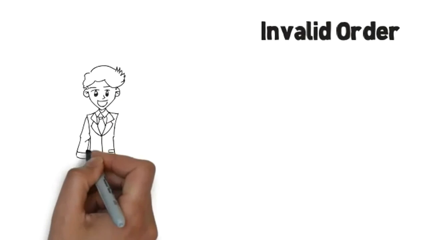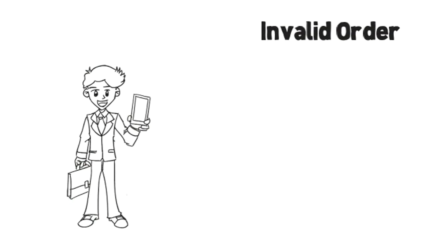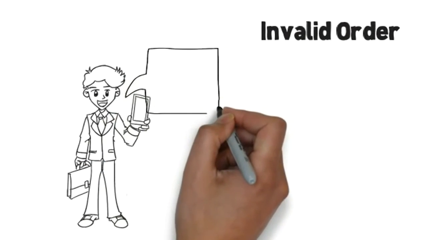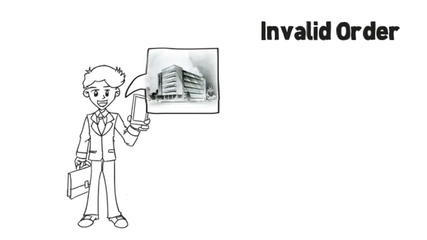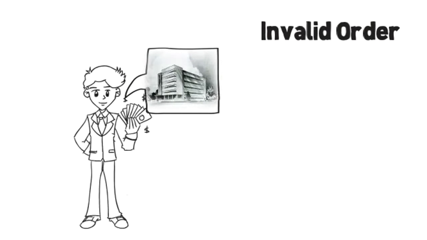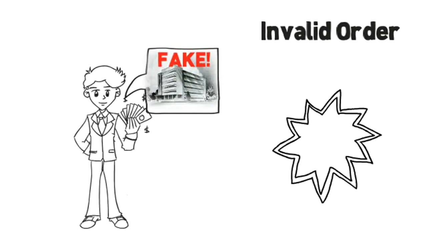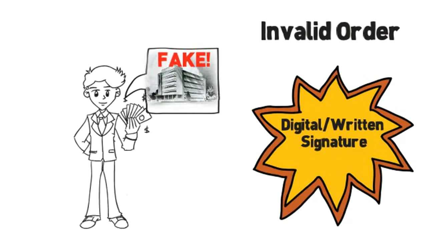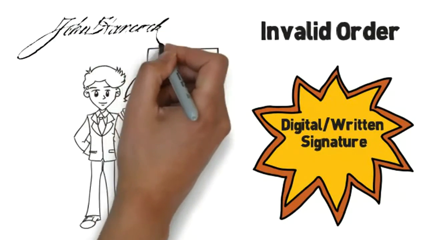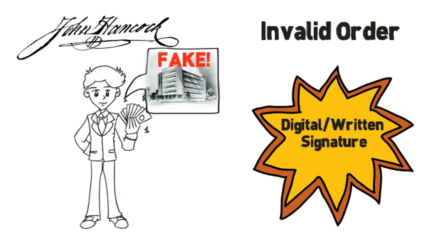Another threat is having invalid orders. Let's say your salesman comes to you with a big order from a new customer, resulting in him making a handsome commission. In reality, the customer and order are fake, and once he gets his commission, he'll just cancel the order. To prevent this, we require businesses to provide a digital or written signature to prove that they are actually a real business.